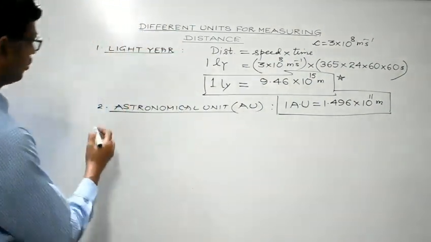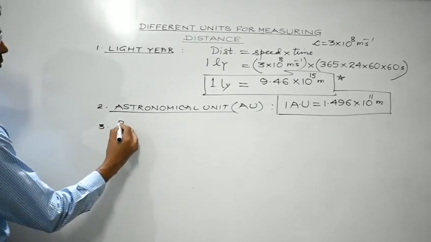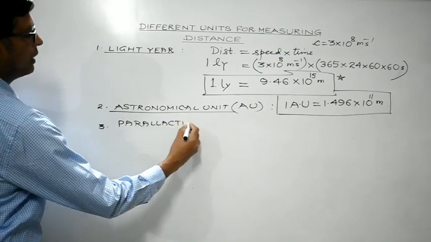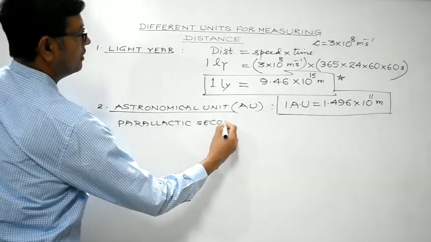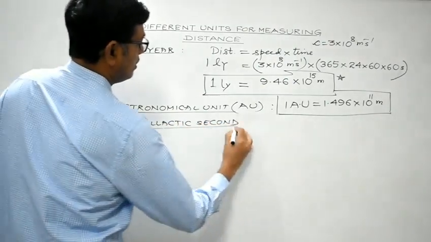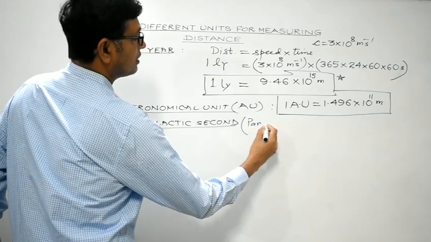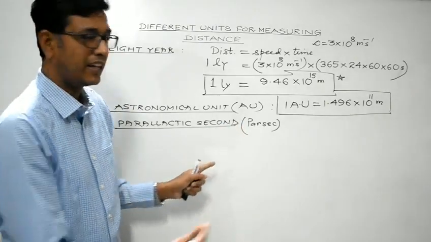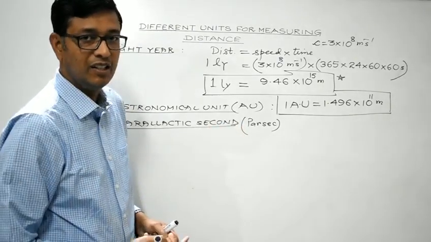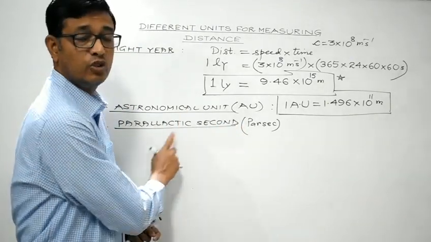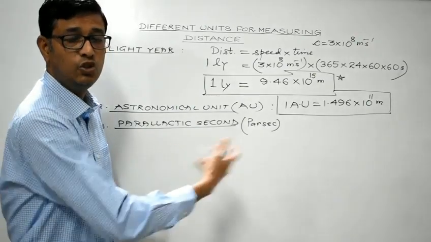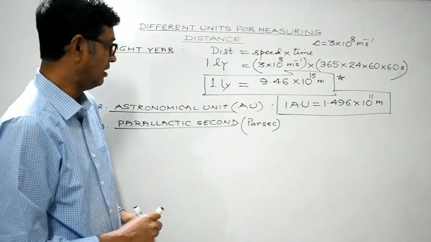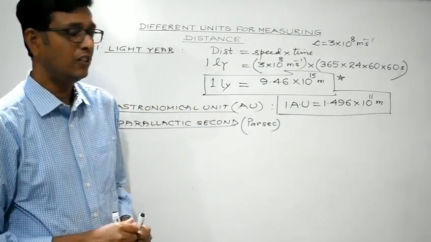There is another huge unit that is known as parallactic second. It is known as Parsec. Parallactic second. Again, second, it might appear as if it's the unit of time, but do remember it's a unit of distance. It's a huge unit for measuring large astronomical distances. Let's define this parsec, right?